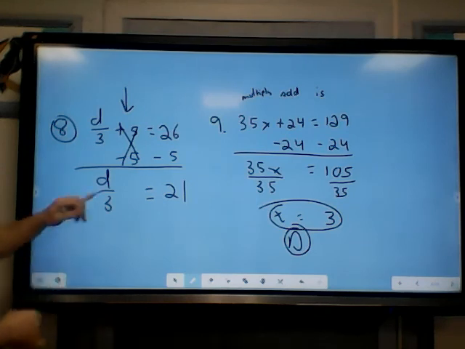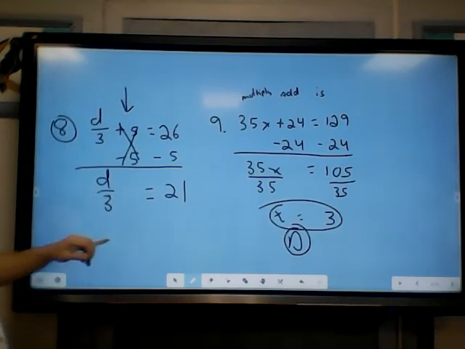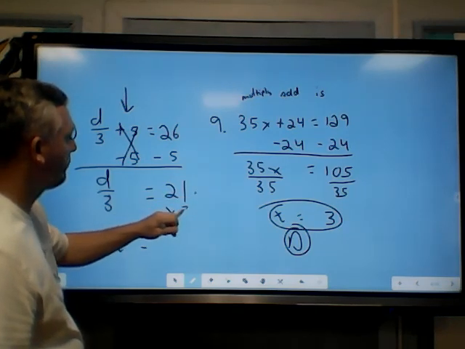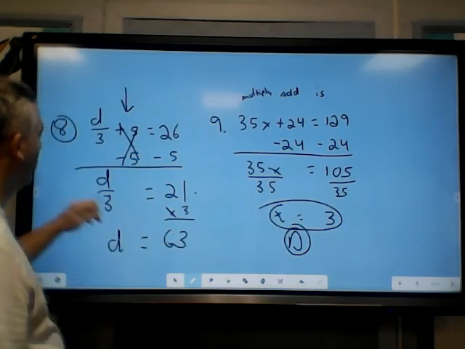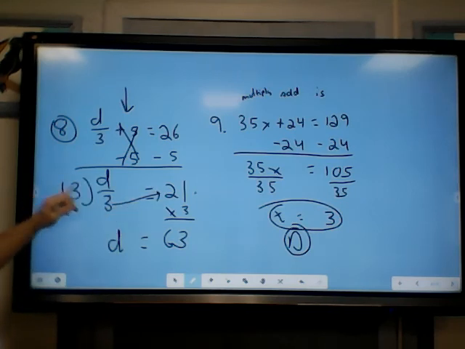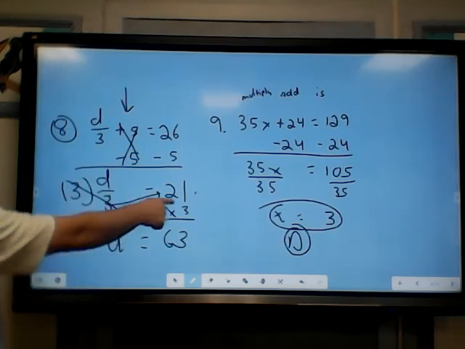Now, this means to what? Divide. So you're going to do the inverse of division, which means you're going to multiply 21 times 3, which is 63. So you just move 3 times 21. Over here, this will cancel out. The d drops down, so 21 times 3.